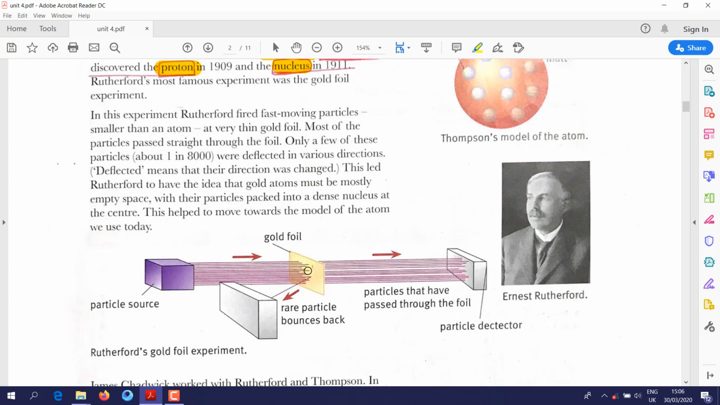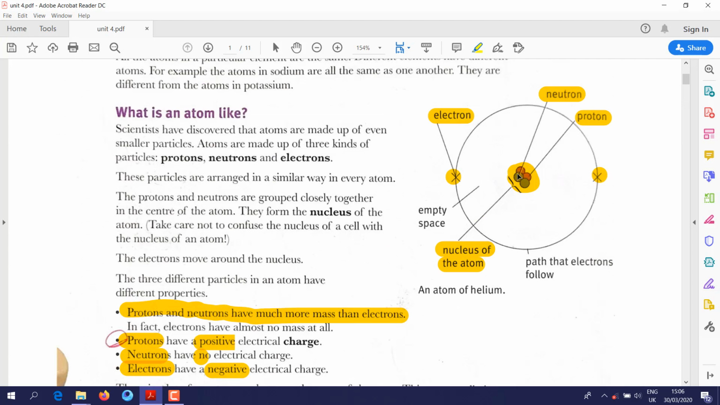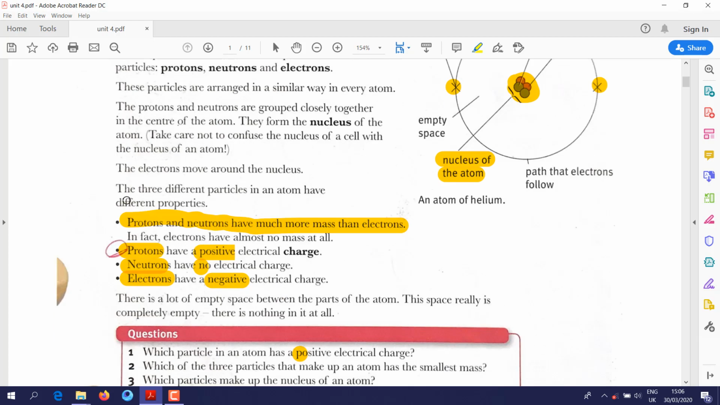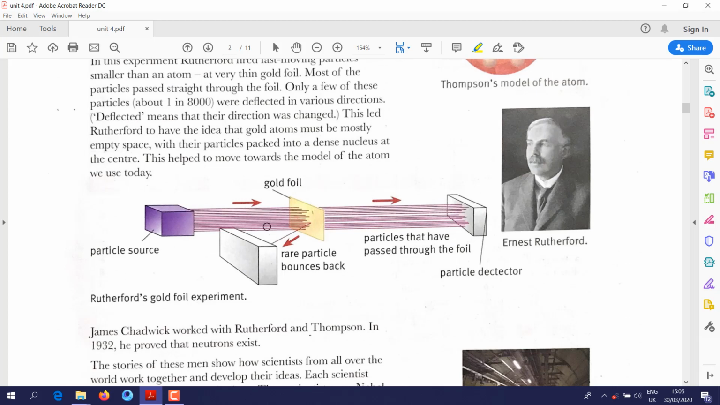It will not pass. But if you look here, between nucleus and electrons, there is a gap. Okay? There is empty space. So here, what is happening, some of these particles will pass through this gap. So at the end, what he said is that the atom is mostly empty.